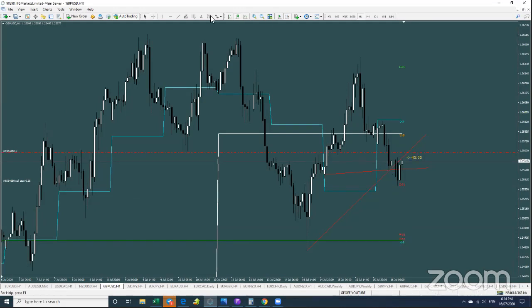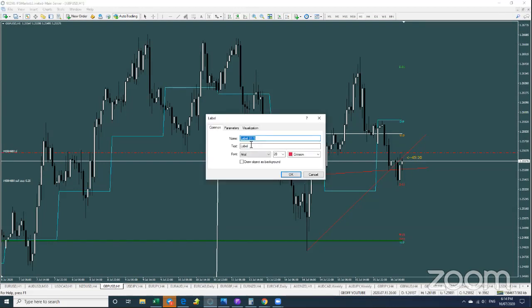For the pound, we should have GBPUSD. This is also on H1. It's a sell.